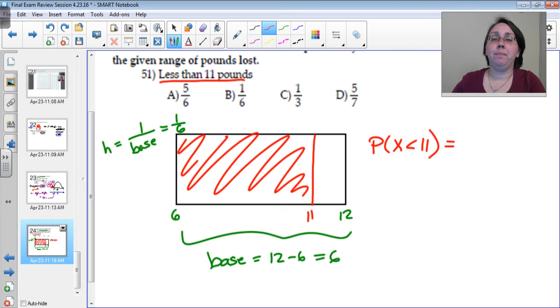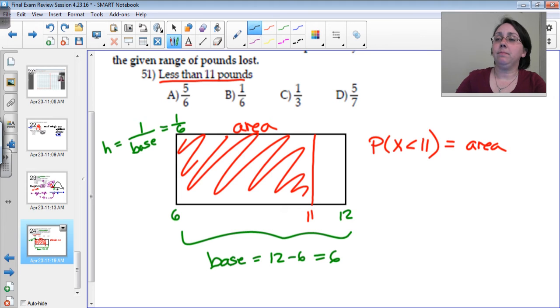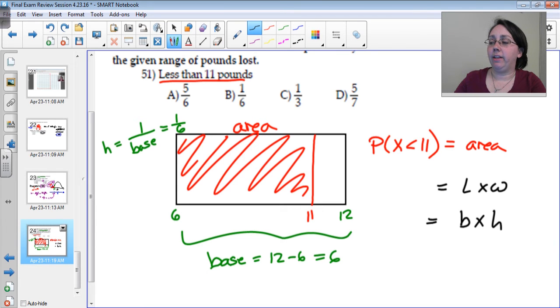Probability is the same as what? Area. So how do we find this area here? Length times width. I think I just heard that. Same thing as base times height, if you prefer that. Either way. I think I heard 6 times 5. The base of our section is 5. 11 minus 6 is 5. And then the height is the 1/6 still that we already found.